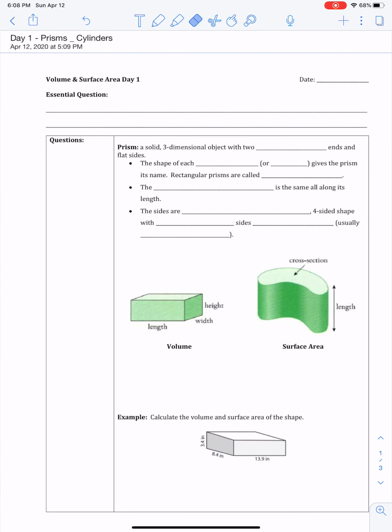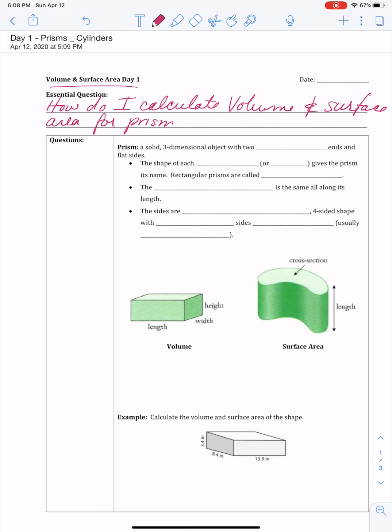Okay, volume and surface area. Day one, talking about prisms and cylinders. So our question today is, how do we calculate volume and surface area for prisms and cylinders? Prisms are three-dimensional shapes that have a base that's just raised up, and then cylinders, the same thing, it's just that it's a can.